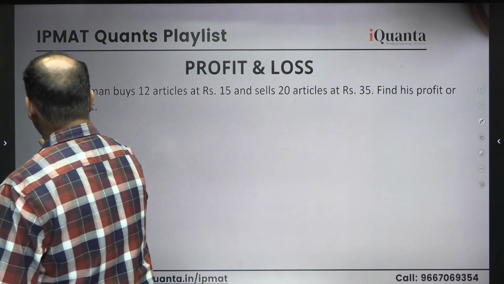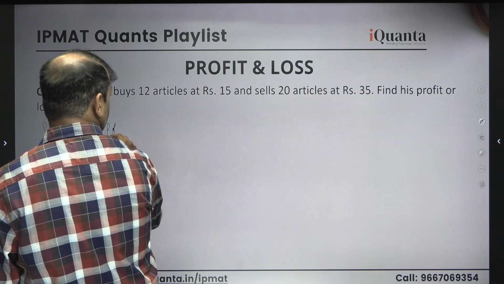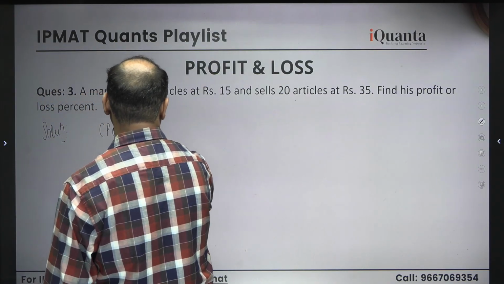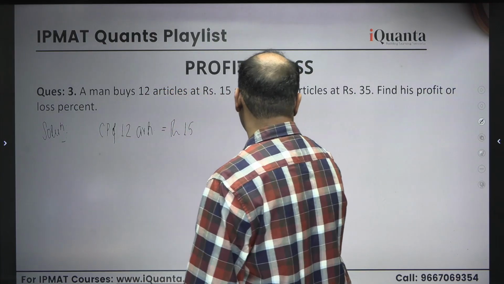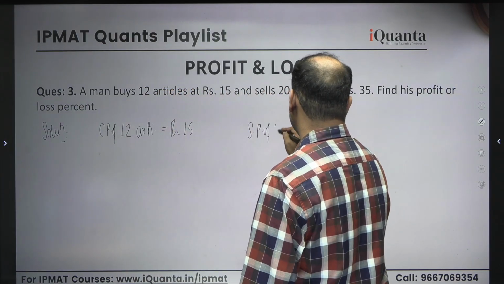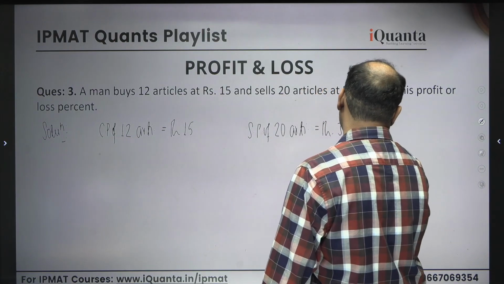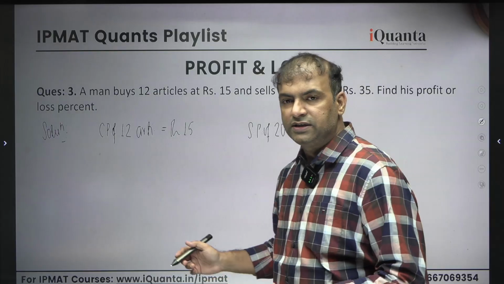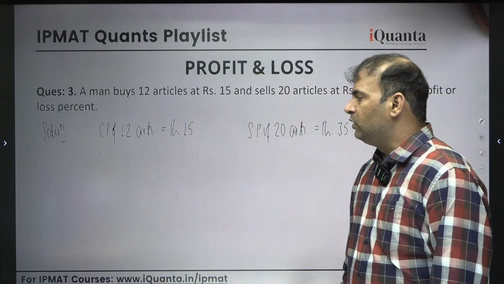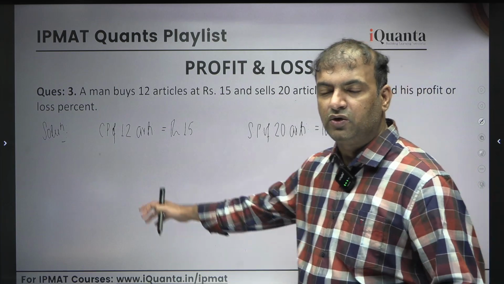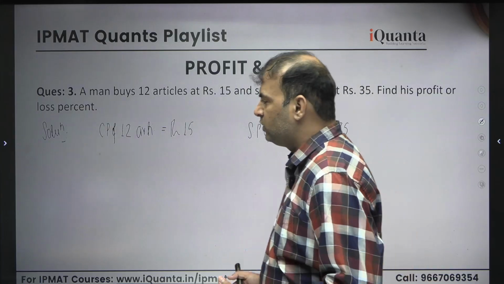We are given the cost price of 12 articles and we are given the selling price of 20 articles, right guys? Cost price of 12 articles is rupees 15 and the selling price of 20 articles is rupees 35, right? Okay guys, so how do we do this, right? As I said, we need to consider the articles same in both of these transactions. So we can do one thing. We can find out the cost price of one article and also the selling price of one article, right? So let's see what it gives us, right?